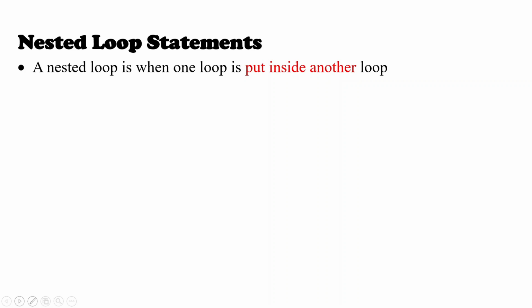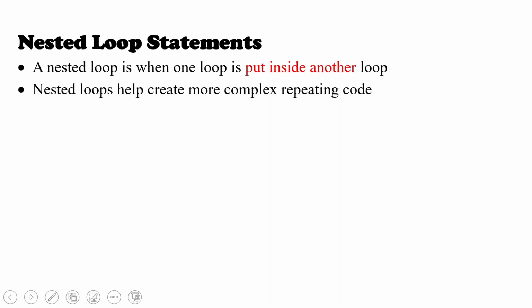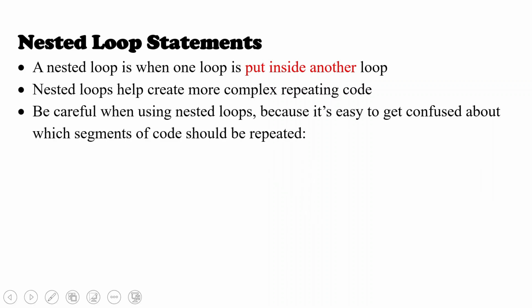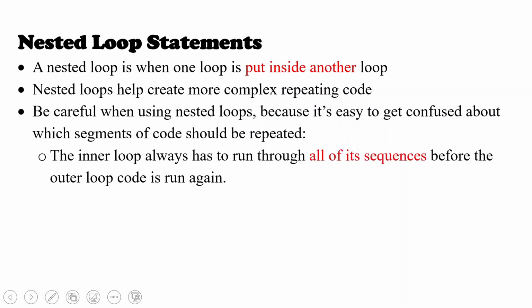A nested loop is like it says, it's where you put one loop inside of another loop, and it just takes some practice learning how to trace these. Nested loops do help create more complex repeating code. Again, that's why we see them with more complex data structures that we don't really encounter in this course. But I do want you to be able to trace them. They are important. The key with nested loops is that the inner loop has to run through all of its sequences before the outer loop runs again. So you'll see we start the outer loop, and then the inner loop has to go through all of its repeat until or repeat n times until the outer loop actually gets repeated.